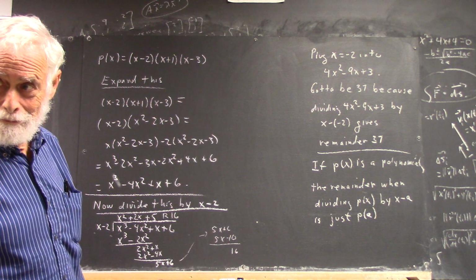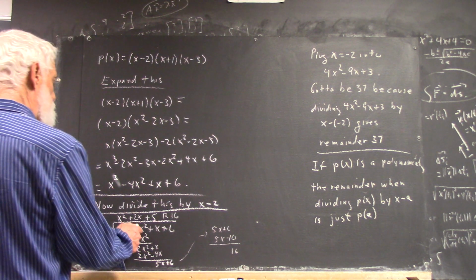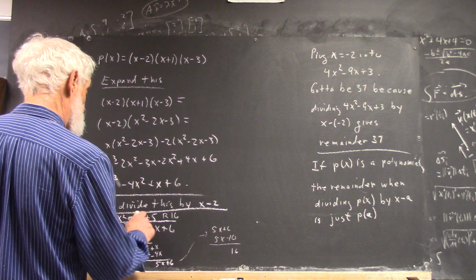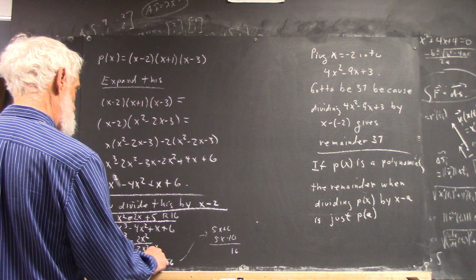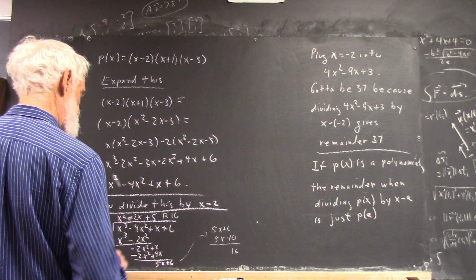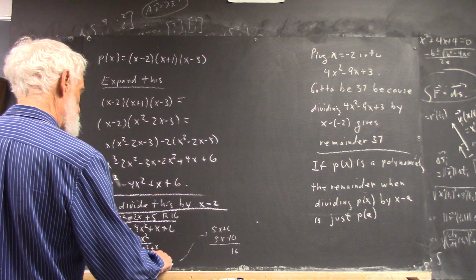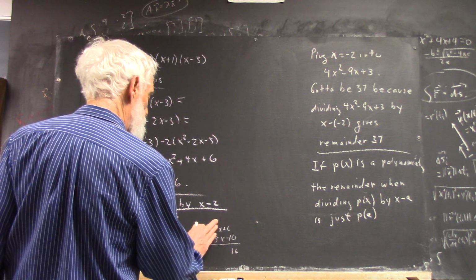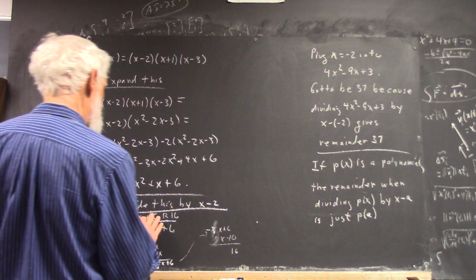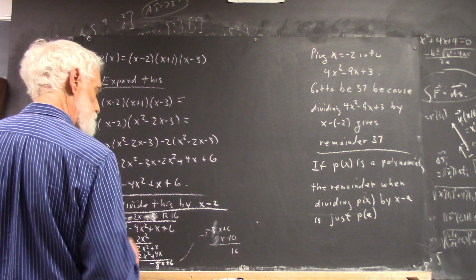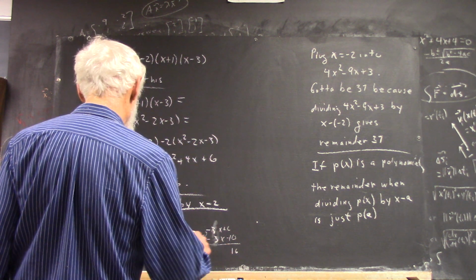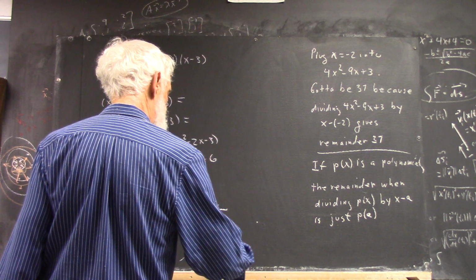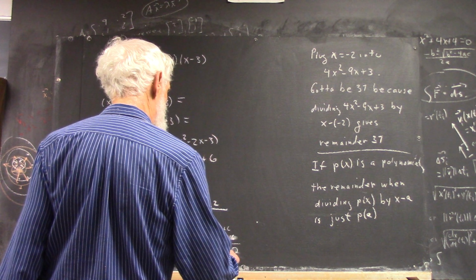I see my mistake. Negative 4x squared plus 2x is going to give us negative 2x squared, so this should have been negative 2x. Then we get a negative 2x plus 4x, which would give us negative 3x plus 6, and then we'd have negative 3x plus 6. This would be a negative 3. So we get a negative 3x plus 6, which would give us a remainder of 0.